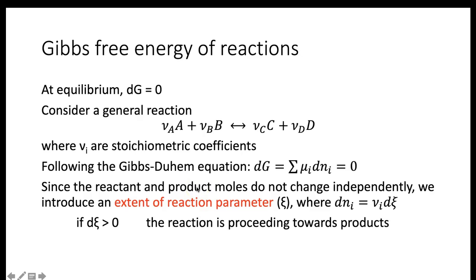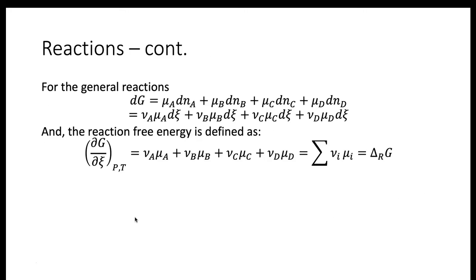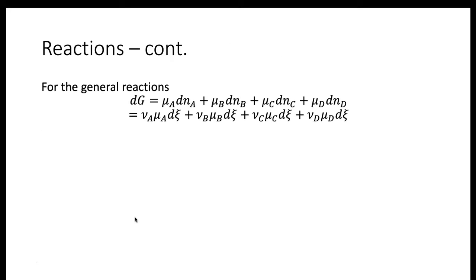So if that reaction is proceeding towards products, the d xi is greater than 0. And likewise, less than 0 means it's proceeding towards reactants. Okay, so let's go for this general reaction.